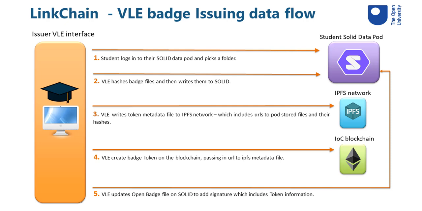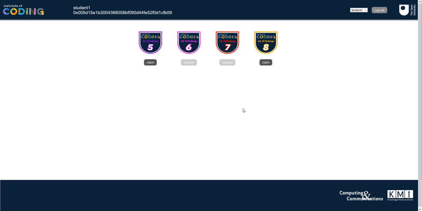It then calls the token contract on the blockchain and creates a new token for the badge, passing in the IPFS URL to the token metadata. Lastly, it updates the open badge file in the student's Solid pod, adding the signature section of the JSON-LD, which includes the details of the blockchain token for later validation of the badge. So let's try claiming a badge and see what that looks like.